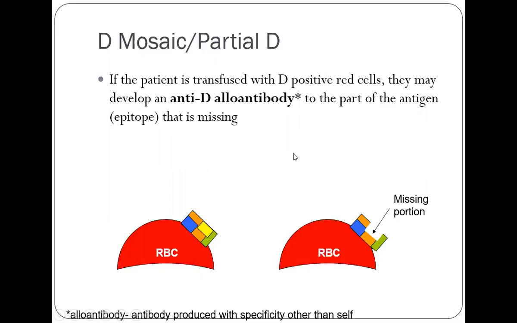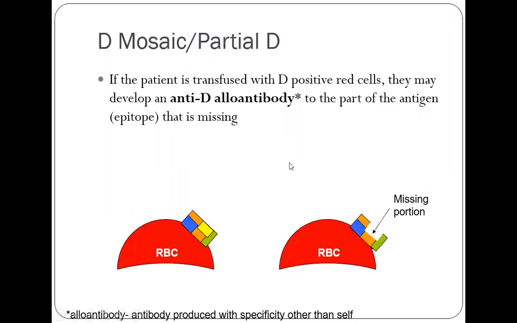So a person who's Rh negative and is exposed to a partial D is capable of making an anti-D alloantibody, specifically to the part that it's missing. So this person can also make an alloantibody to this specific part that it's missing. So not only can they harm recipients as a donor, but they can also themselves make an allo-anti-D to that specific part that they're missing.